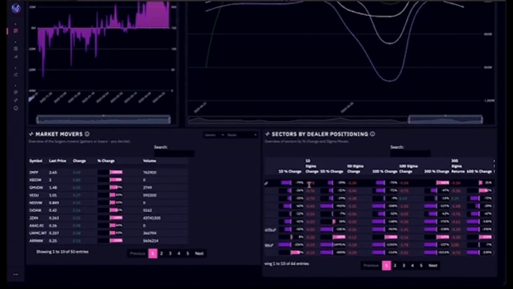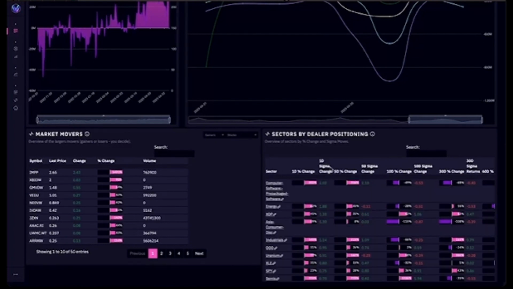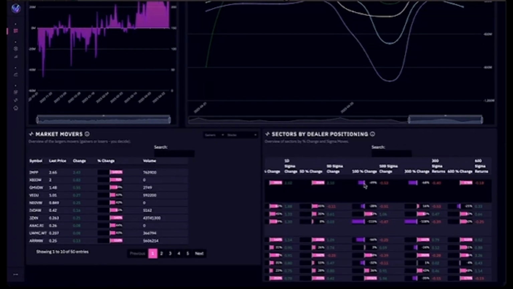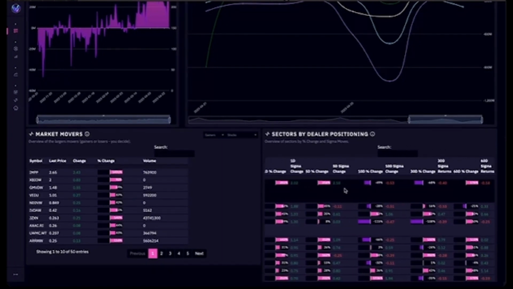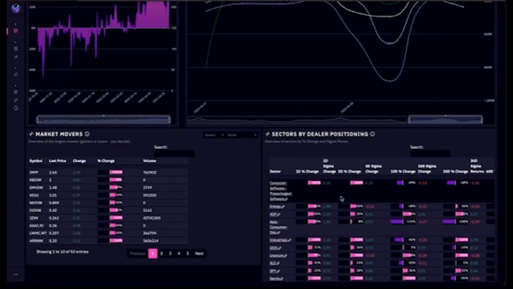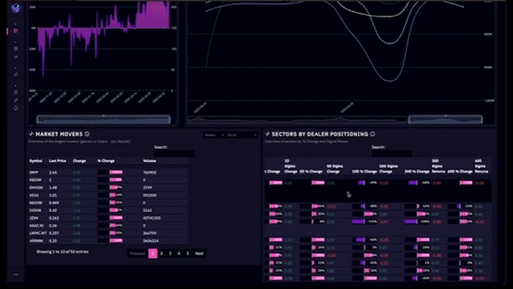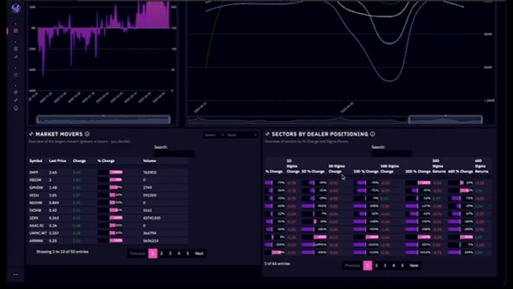Does that make sense? So TLDR, because I've gone through a couple of things: you look for extremes across every single time frame, whether it's positive or negative. So twos and above, or -2 and below. The larger, the better. That's what you're really looking for.